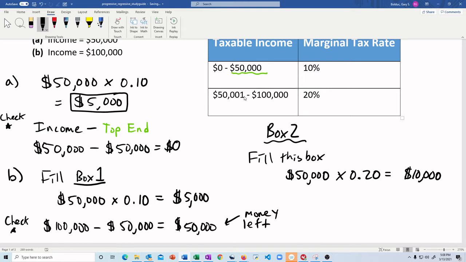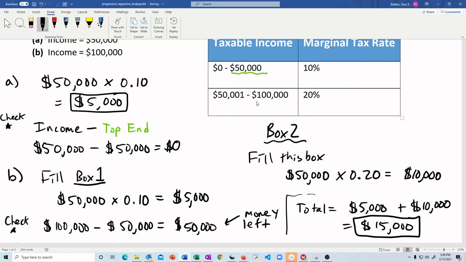So how much did I pay? Well, I had to pay $5,000 from the first chunk of my income, and then I had to pay $10,000 on the next chunk of my income. So my total is $5,000 for the first part of my income plus $10,000. I pay $15,000 in total.